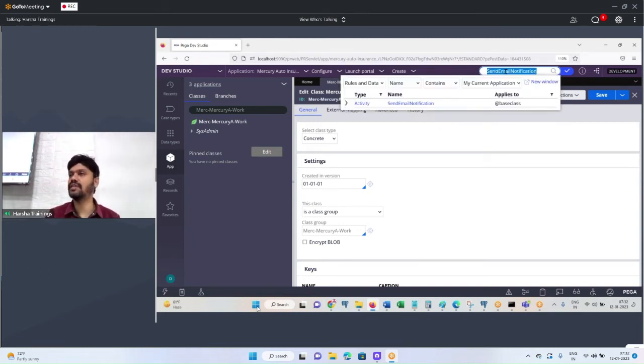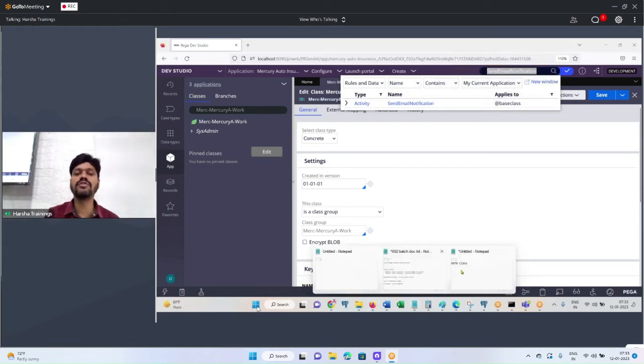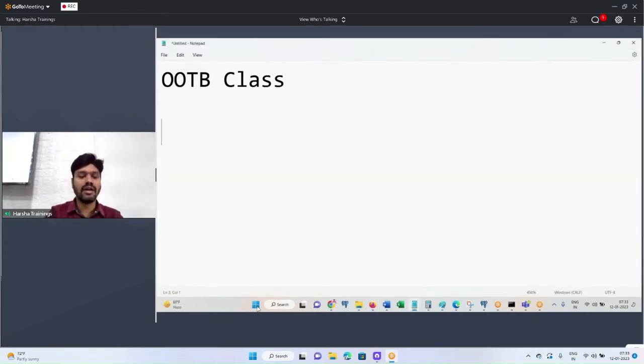Send email notification. This send email notification is there in a class by name @base class. In a class by name what? @base class. Okay, makes sense. Like this, all the predefined functionalities provided by Pega must be there inside some classes, correct? Functionality should be there inside classes. That means Pega rules process command environment comes up with some predefined functionalities, which must be there in some predefined classes. I will give you those names of the classes, just a high level.